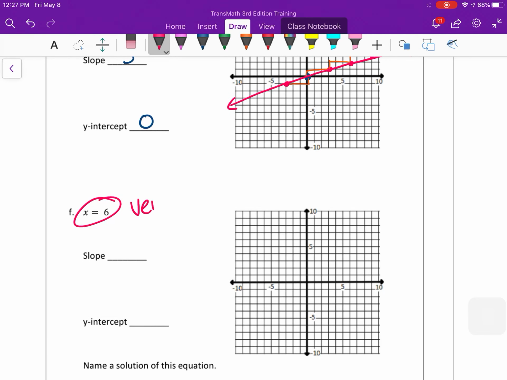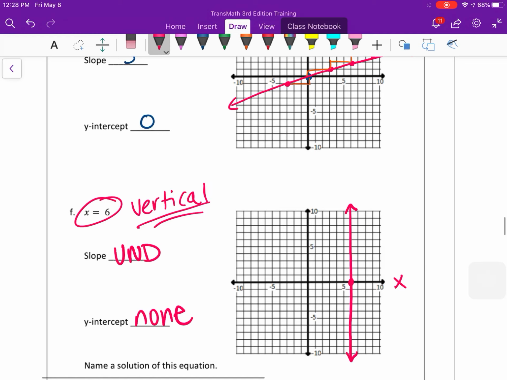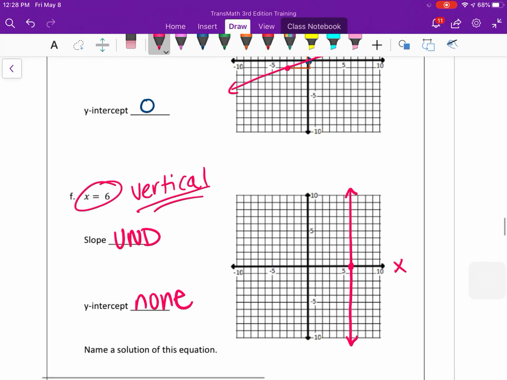X equals -6 is a vertical line. This one you just have to remember. You go to x equals -6, so that's on the x-axis instead of the y-axis this time. And it is a vertical line straight up and down. Your slope is undefined for that one, and there is no y-intercept, so we write none. It's undefined slope for a vertical line, none for y-intercept.